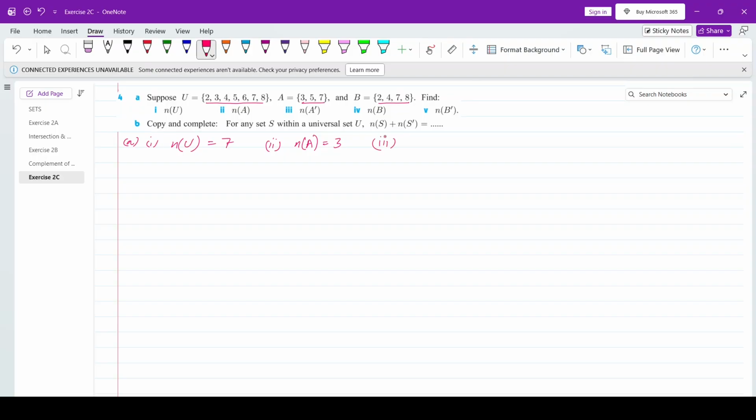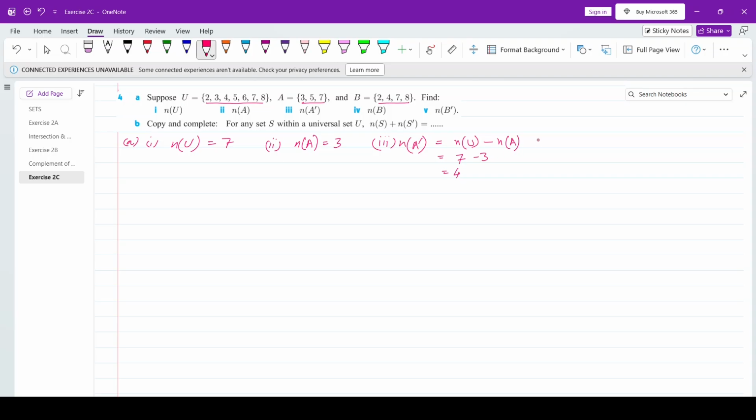Part 3 is number of elements in A complement. So the number of elements in A complement will be number of elements in universal set minus number of elements in A. That will be 7 minus 3, that is 4.